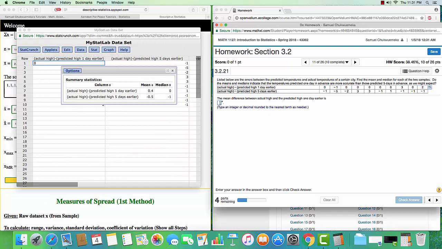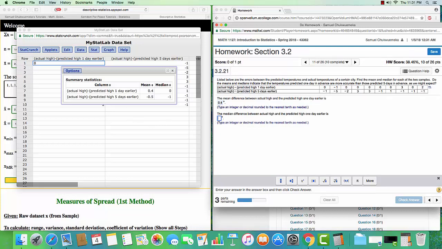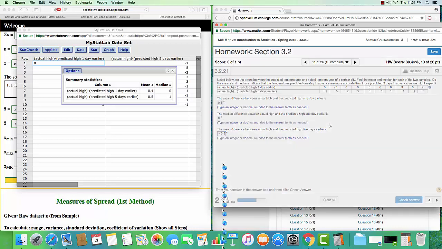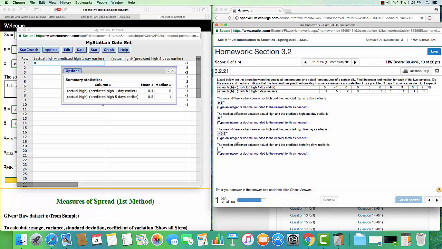So the mean for 1 day earlier is 0.4. The median 1 day earlier is 0. The mean 5 days earlier is negative 0.5. The median 5 days earlier is negative 1. Okay?